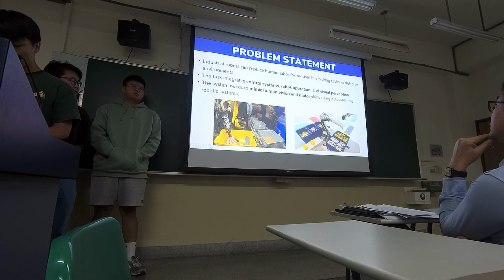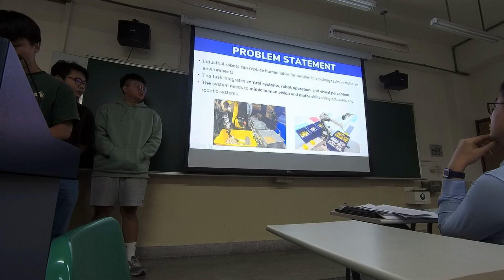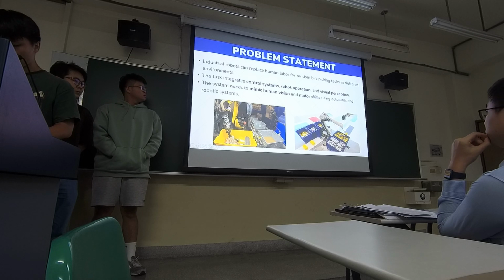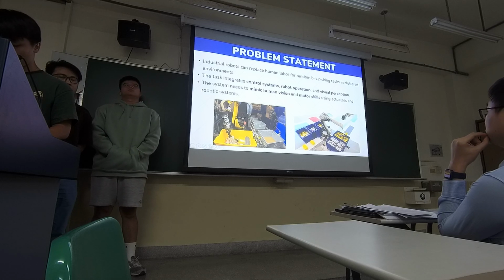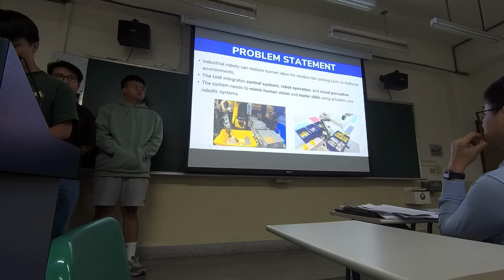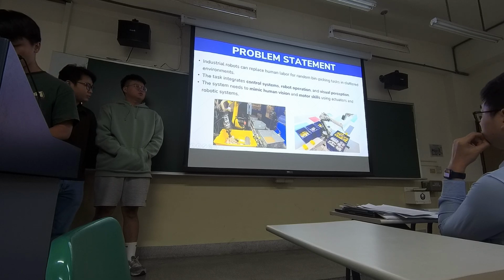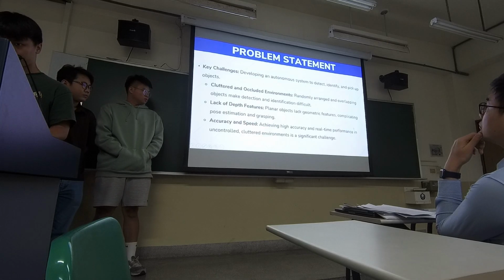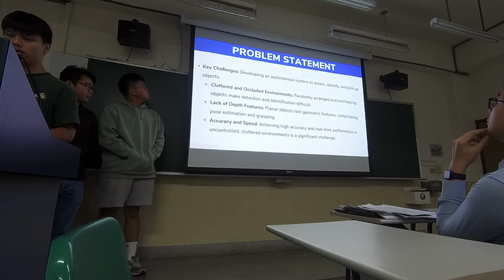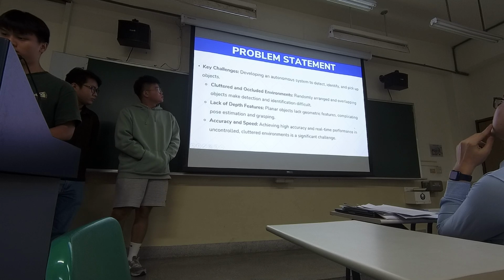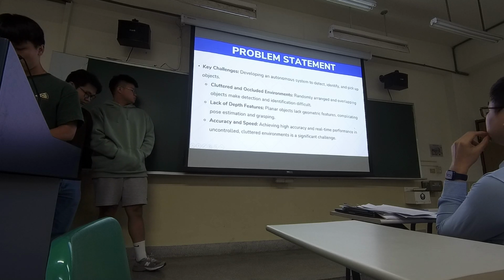partially hidden. The problem lies in the complexity of integrating multiple components: the control systems, the robot's operational capabilities, and the visual perception technologies. Current systems often struggle to adapt to the variability found in the real-world environment. For instance, they can have difficulty recognizing and grasping objects that are randomly positioned or overlapping. The key challenge is developing an autonomous system to detect, identify, and pick up objects.